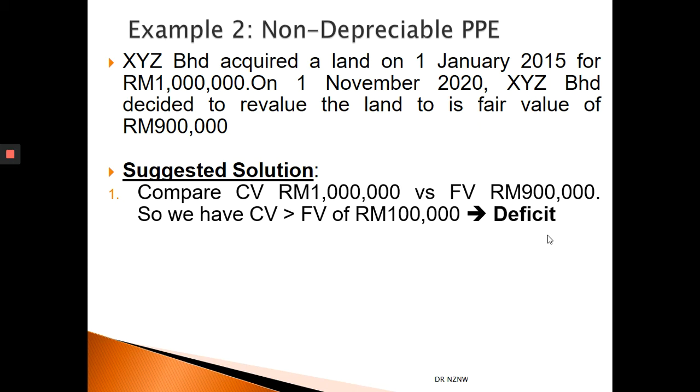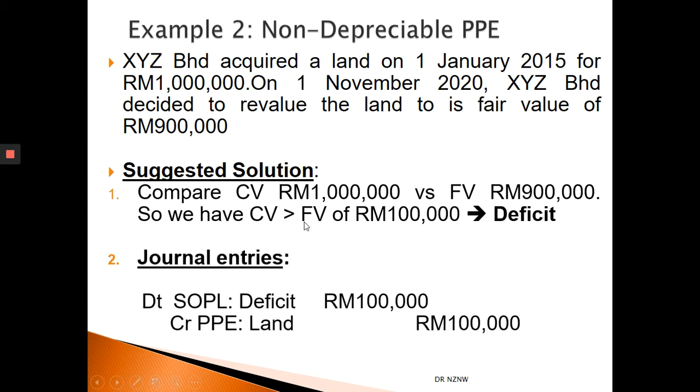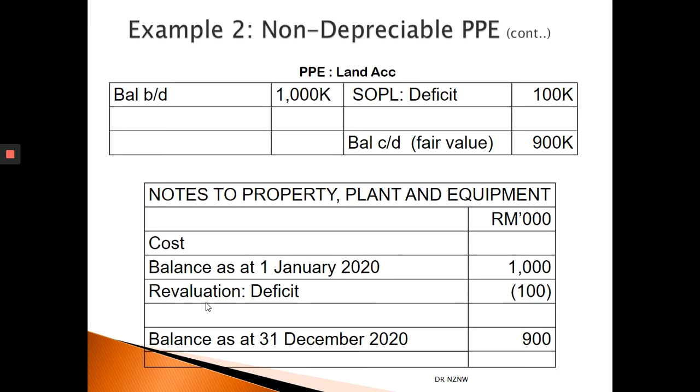Let's see what happens in terms of journal entry. For journal entry, if you have a deficit, you need to debit the amount for loss, the deficit amount 100,000, and credit your PPE 100,000. So you can see here, if you have a surplus, you debit PPE, but if you have a deficit, you credit your PPE. To assist you, to remember it easily, it will be easier for you to use the T account. Why is it easier to use the T account? Because balance b/d and balance c/d for an asset is fixed. For an asset, balance b/d is on the debit side, balance c/d is on the credit side.